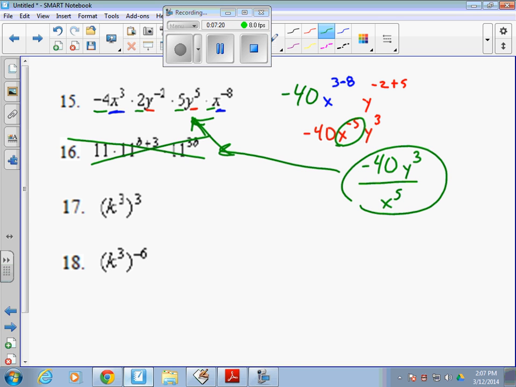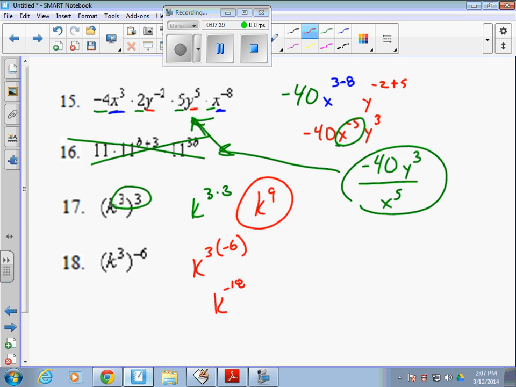Number 17 says k to the third to the third. Anytime you raise a power to a power, now you multiply them. K to the 3 times 3, which is k to the ninth. Same thing with number 18. K to the 3 times negative 6 becomes k to the negative 18th. You cannot leave it like that. It has to ride the elevator when there's a negative exponent. It goes down, 1 stays on top, k to the positive 18th. If you put 0 on top, anytime you divide anything by 0, it'll give you 0. So 1 has to stay on top.